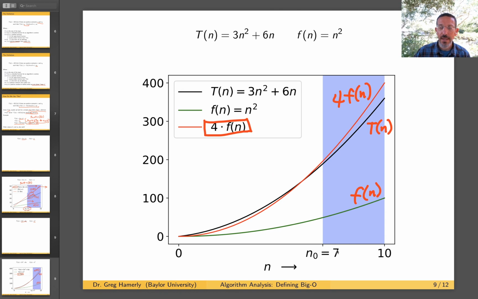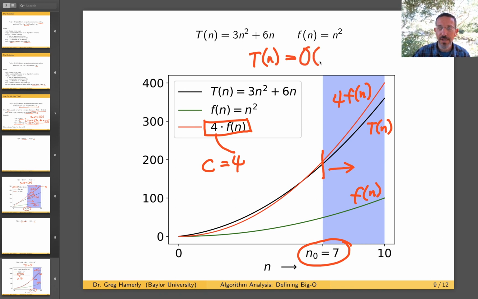It's an upper bound if we choose n naught equals 7. So in other words, c here equals 4 that we got from here, and n naught is 7. And you can see that at this point, and from then on, 4 times f of n is growing at least as quickly as T of n, which allows us to say that this T of n is equal to big O of this f of n. Or, in other words, 3n squared plus 6n is equal to big O of n squared.